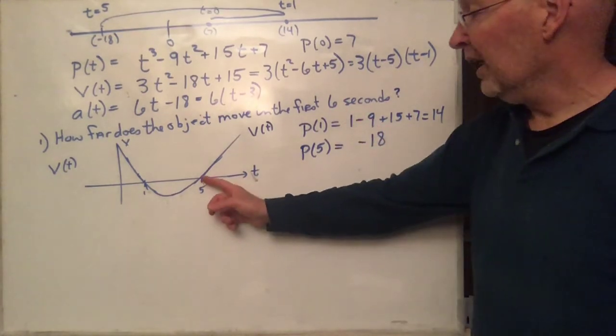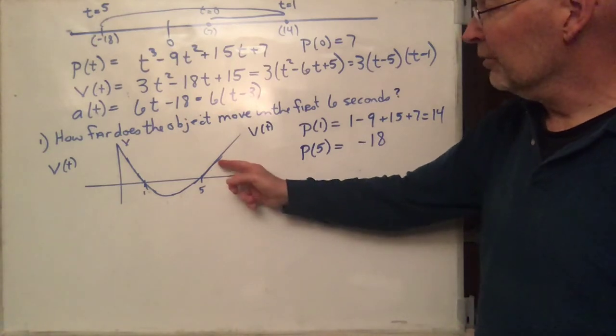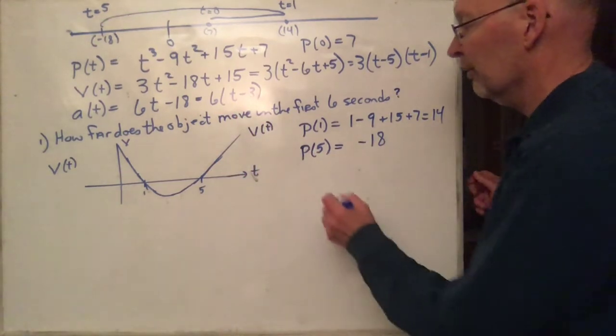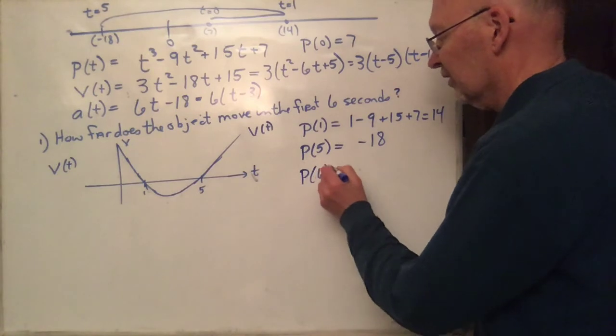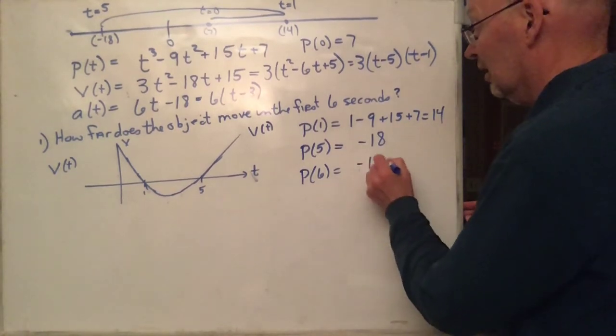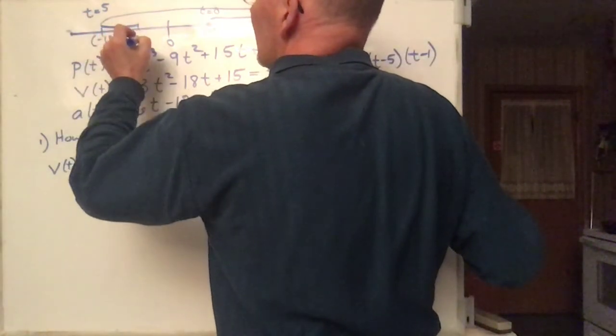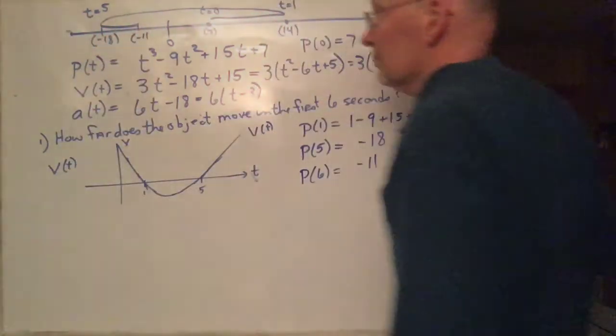Once you pass 5, notice the velocity is positive again. If the velocity is positive, that means you're moving to the right. So P of 6 is equal to negative 11. By the time you get to t of 6, you're back there again, negative 11.